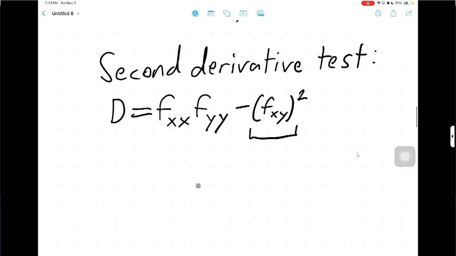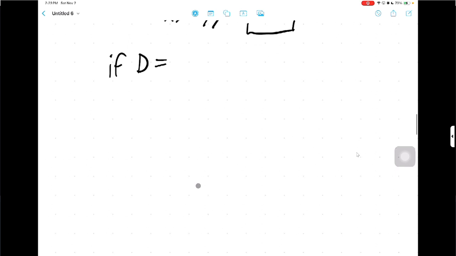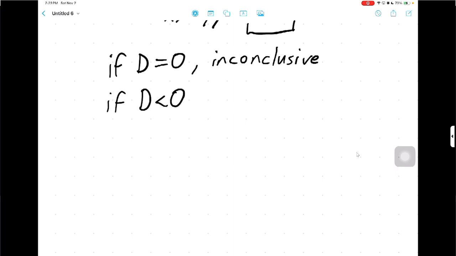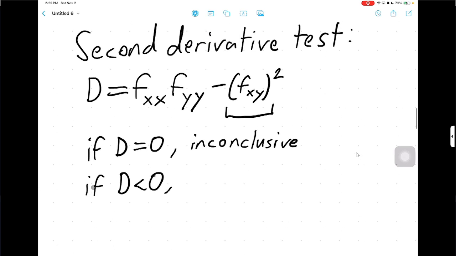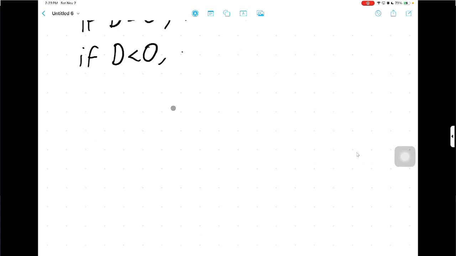Alright, anyways, if this D value is equal to 0, it's inconclusive. We can't really say anything at this point. If D is less than 0, this is implying that these two here have opposite signs, so we're going to have a saddle point.